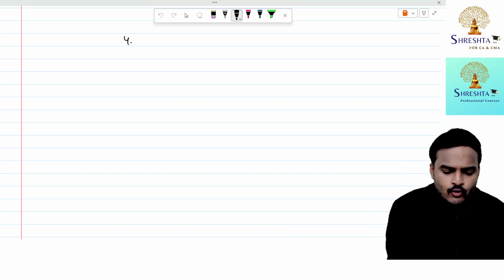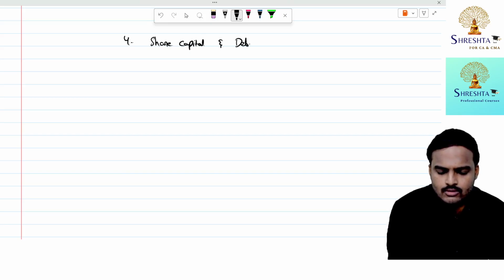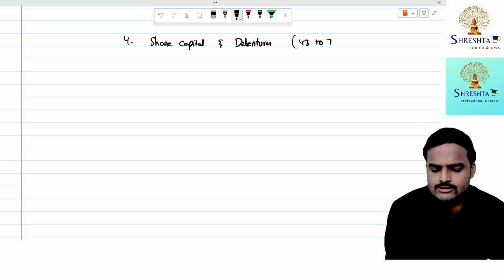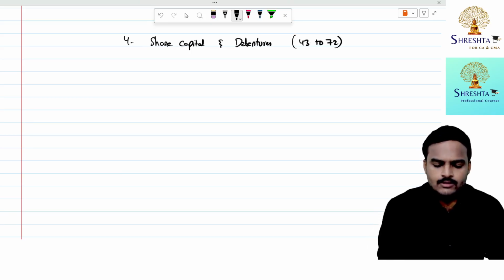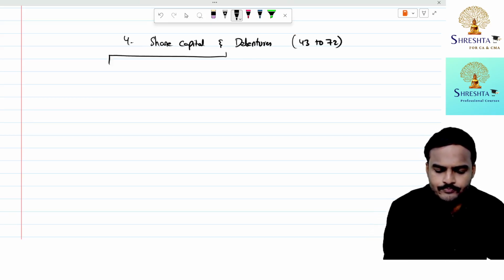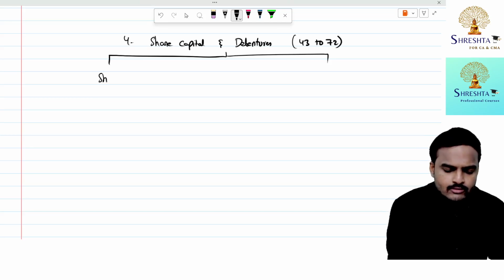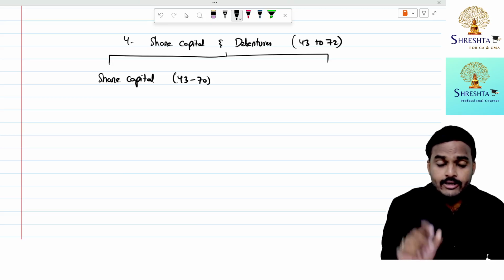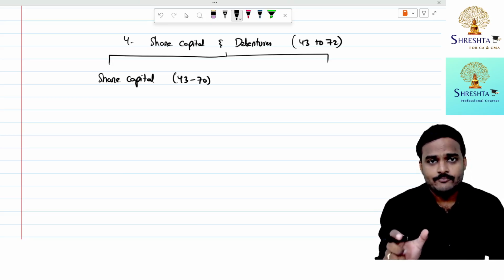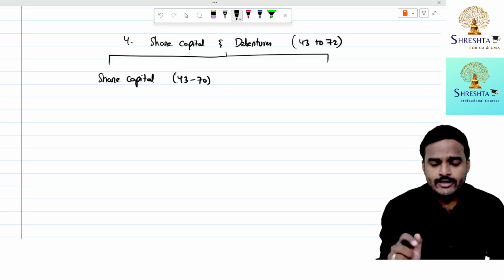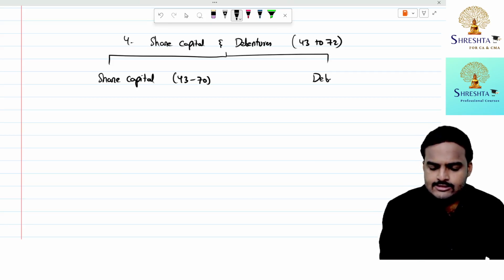So chapter number 4, share capital and debentures, sections 43 to 72. So two parts. Part 1, provisions related to share capital, 43 to 70. For remembering section numbers, I am telling this story. Are you all getting my point? Next one, debentures.